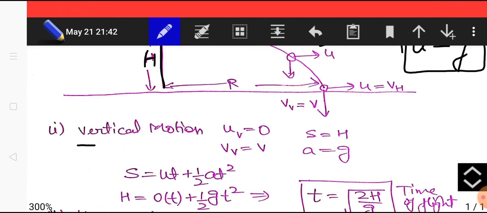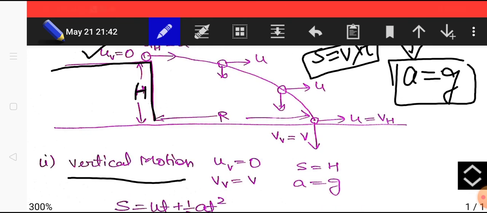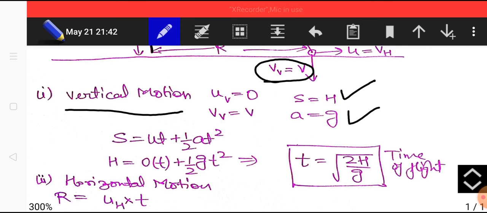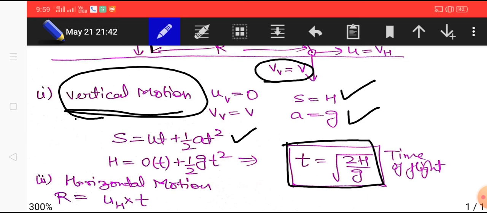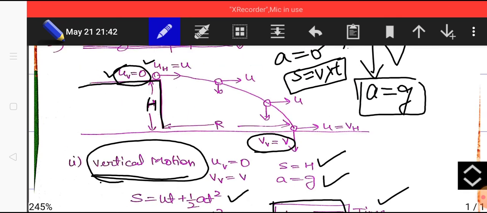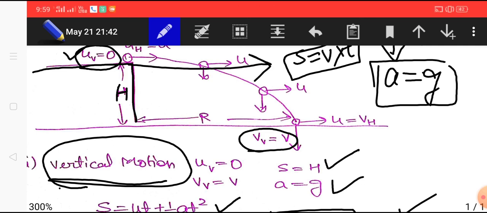First, studying vertical motion, when the object is coming down, the initial vertical velocity is 0 and the final vertical velocity is, let us say, v, the distance is h and acceleration due to gravity is g. Applying the equation s is equal to ut plus half at square, as vertical motion is uniformly accelerated, and putting u as 0, h as the distance and g as a, the time of flight is root 2h by g. Once the time of flight is known, since horizontal motion is uniform, the range is simply time multiplied by the horizontal velocity.